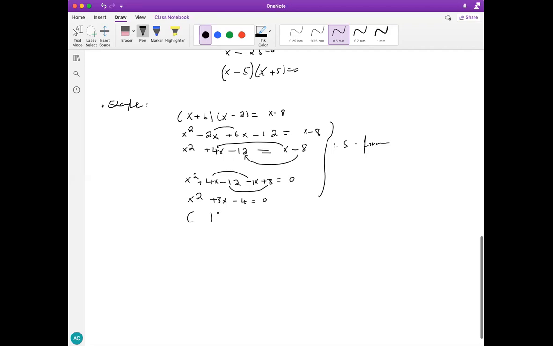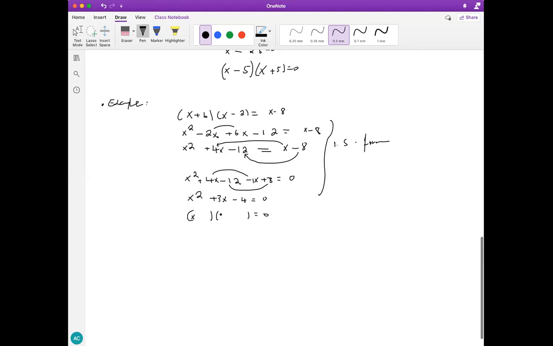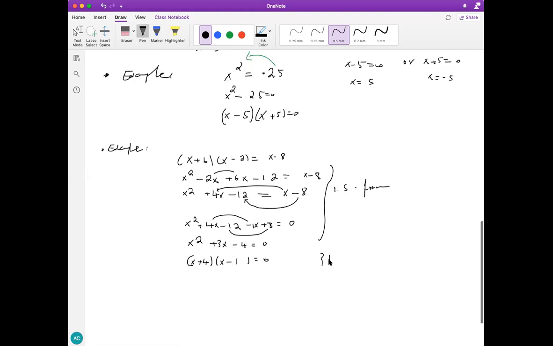Trinomial, so we need two numbers that multiply to negative 4 and add up to 3. What numbers? Negative 4 and 1. Let's try that. Negative 4 and 1. You mean positive 1, right? Yeah, or opposite. Times 1 is negative 4, but negative 4 plus 1 will not give you positive 3. So positive 4 and negative 1. Right, we have to flip the signs. Okay, now this is factoring.